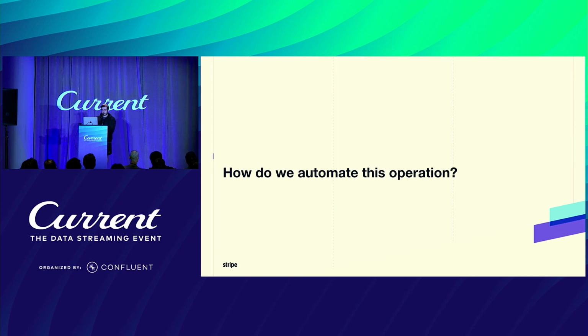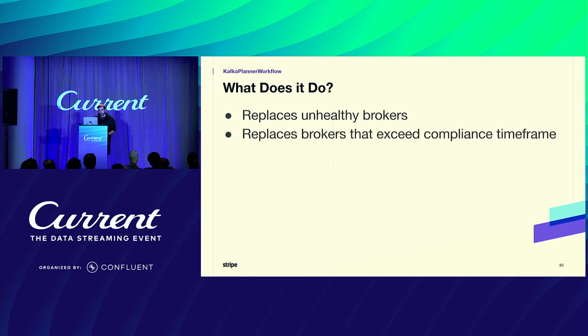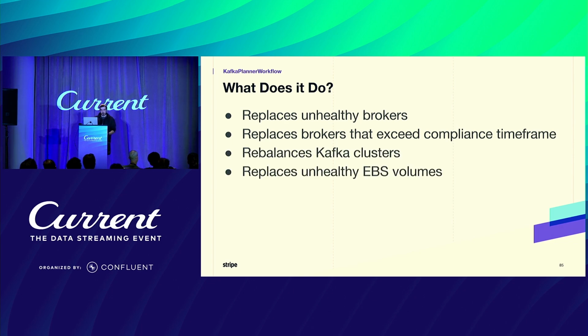So let's talk about how we automate all of these processes, because it's great that you have specific workflows you can run, but if an engineer has to go ahead and run them, you're not really saving that much of the toil. So we have this Kafka planner workflow. And what does it do? Like I said, it replaces unhealthy brokers, as well as brokers that have exceeded their compliance time frame. It rebalances Kafka clusters, and it also replaces unhealthy EBS volumes.